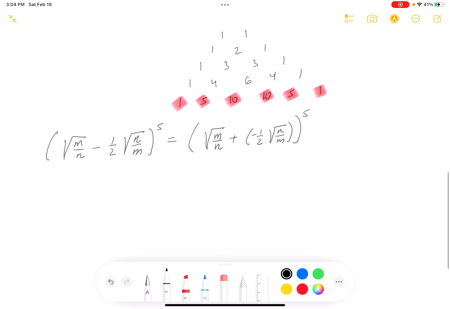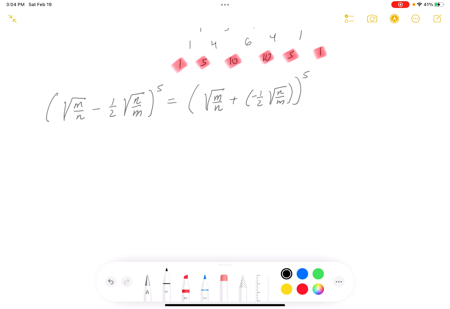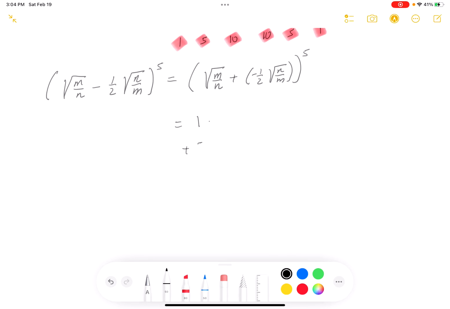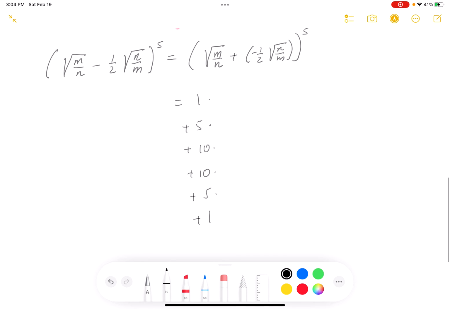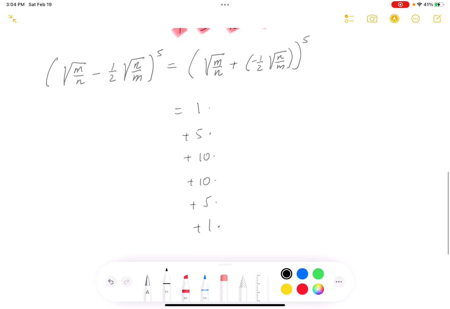All right? And I'm going to write the coefficients down first. I like to write it as a column first because it's easier for me to keep track of everything. So I'm going to write down, 1 times something plus 5 times something plus 10 times something plus 10 times something plus 5 times something plus 1 times something. And let's write this down.